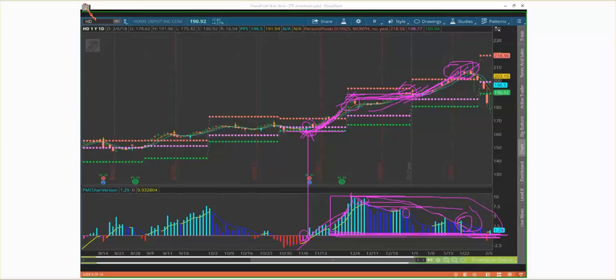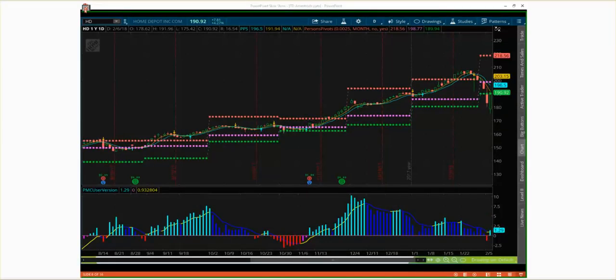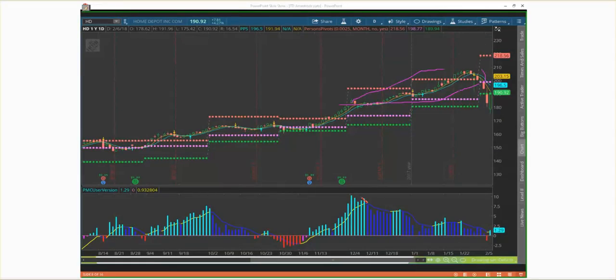If I could draw a straight line with a mouse to save my life, why do I call it divergence? Well, if the line is going up and the indicator's going down, they have diverged away from each other. Some people call it convergence. I call it divergence.